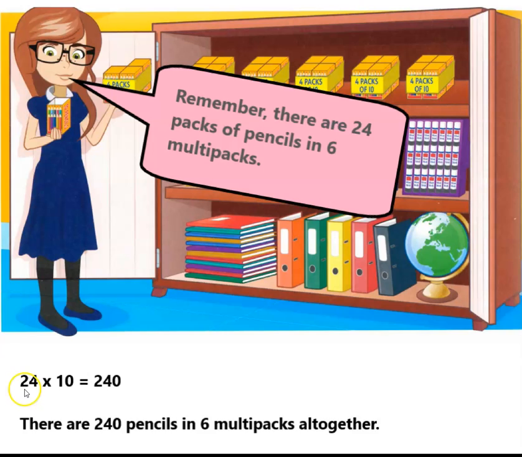So, there are 24 packs of pencils, and each pack has 10 pencils in it. So simply, we need to find 24 multiplied by 10. It's a multiple of 10. So 240 is your answer. When we multiply a number by 10, we simply move the digits 1 place value over to the left and put a 0 into the ones place. There are 240 pencils in 6 multi-packs altogether.